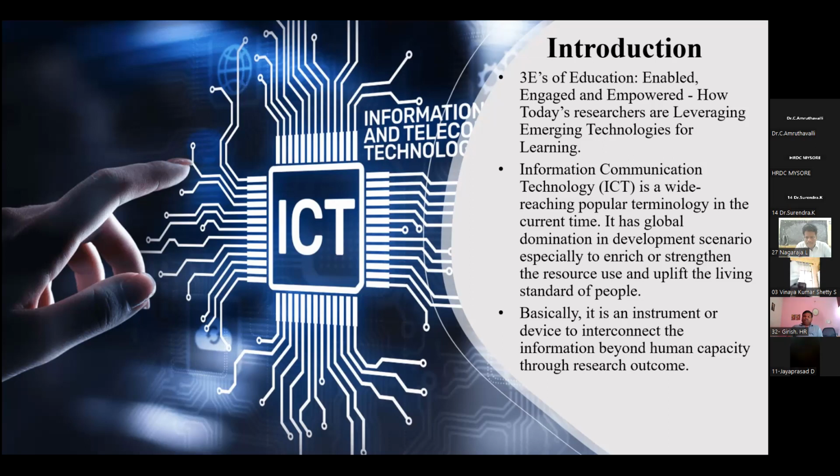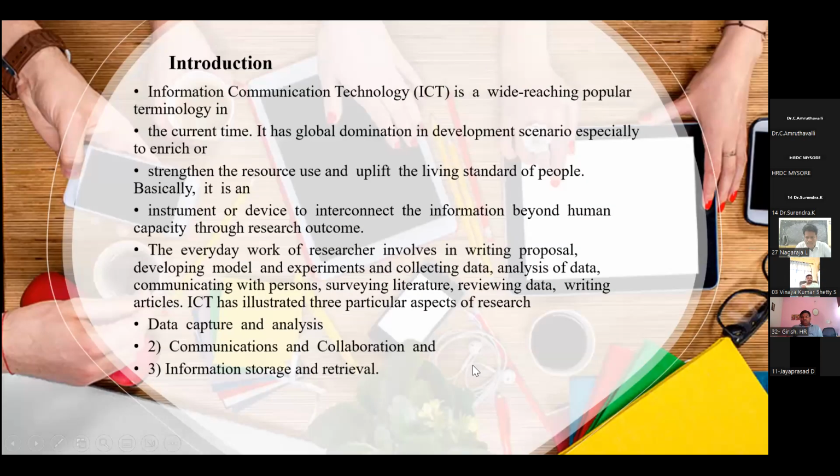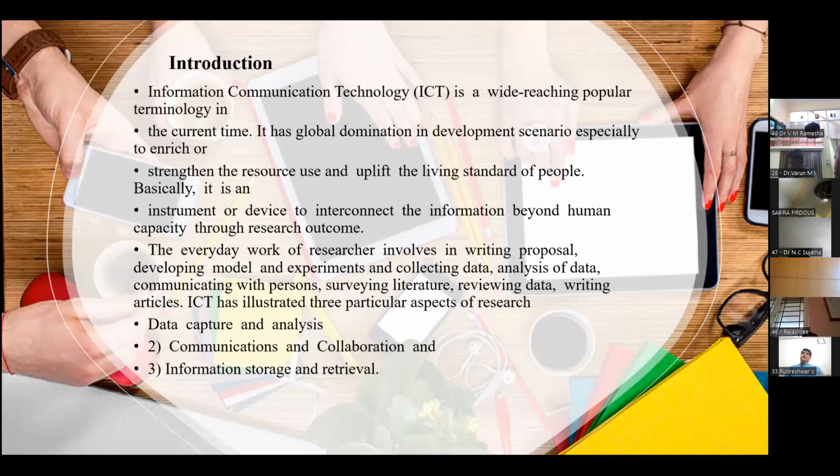So basically, ICT is just an instrument or device to interconnect the information beyond the physical human capacity through research outcome. So whatever the research outcome that is there, done by different scientists around the world, should come to a platform, and in that domain, all the scientists should be enabled. They should be able to access that particular data. So that is the meaning of that particular sentence. So information communication technology is a wide-reaching popular terminology in the current time, and it has global domination in the development scenario, especially to enrich or strengthen the resource use or uplift the living standards of the people, or basically it is an instrument or device to interconnect.